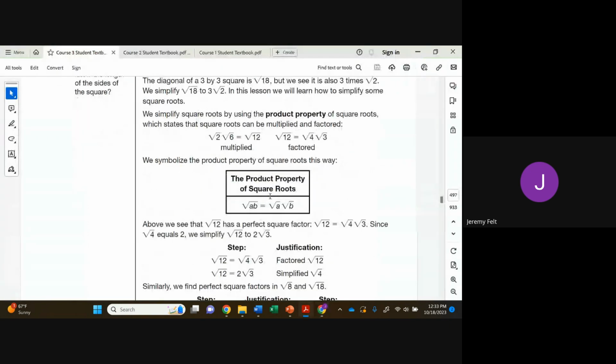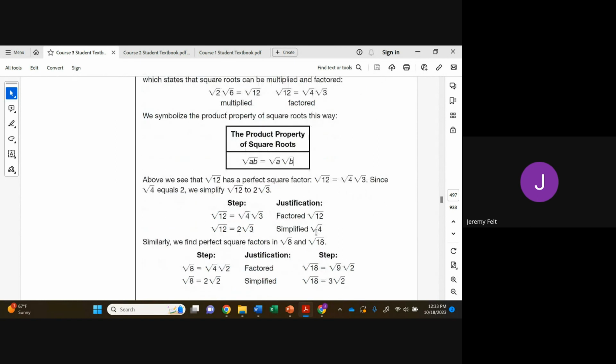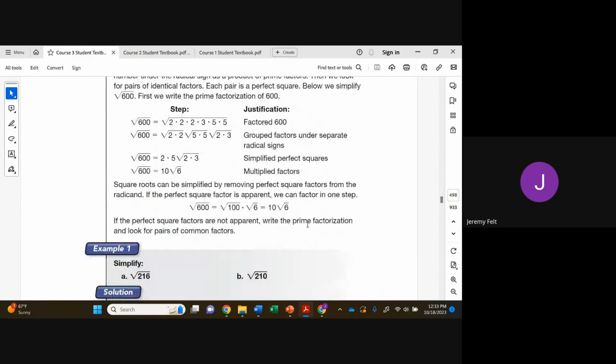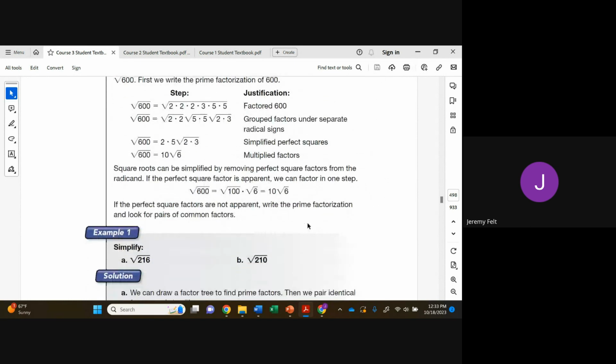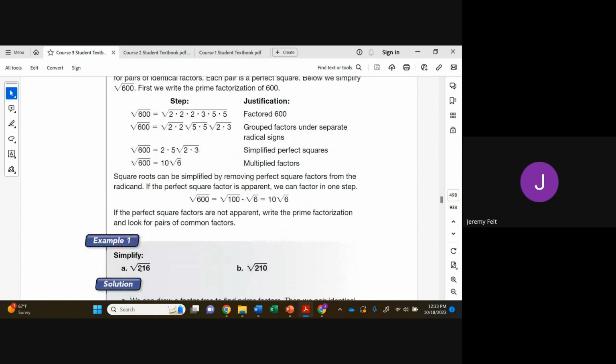So again, that's how they should have it shown. I think it's A and B, maybe it's M and N or something like that on your reference sheet, but it's the same property. Remembering this and having it written down is going to be very beneficial. To simplify these, the square root of 216 and the square root of 210 are not perfect squares. So we go to our calculator.